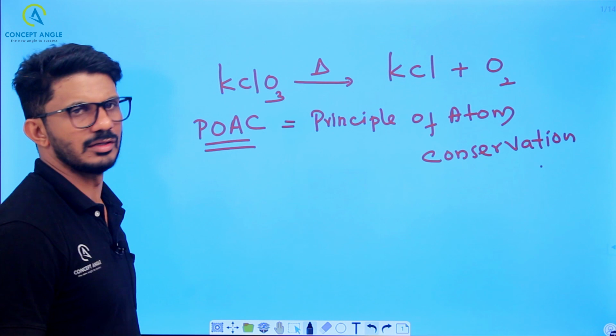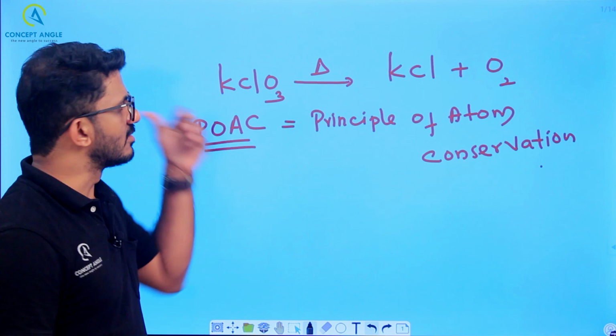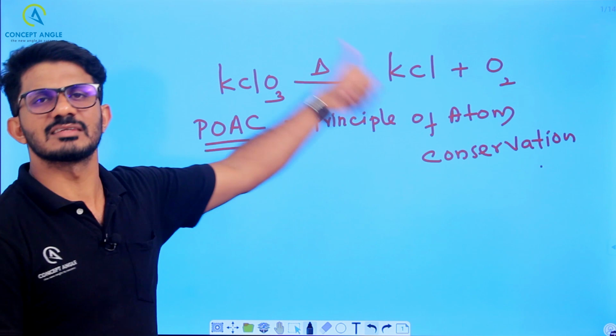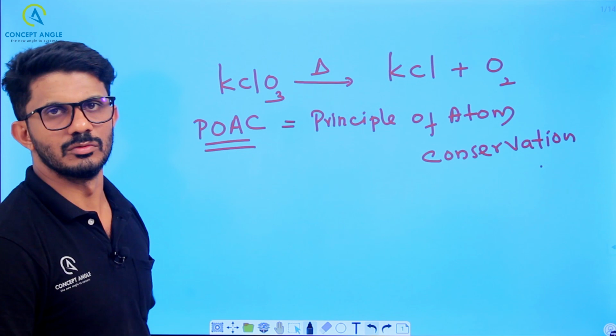Appo oru atom is conserved on reaction. Appo ivide etra potassium atom undo, reactant il etra potassium atom undo, that is conserved in the product also. That means athrayum potassium atoms product il undo. Ivide etra oxygen atom undo, athrayum oxygen atom ivide. Ivide etra chlorine atom undo, athrayum chlorine atom ivide.